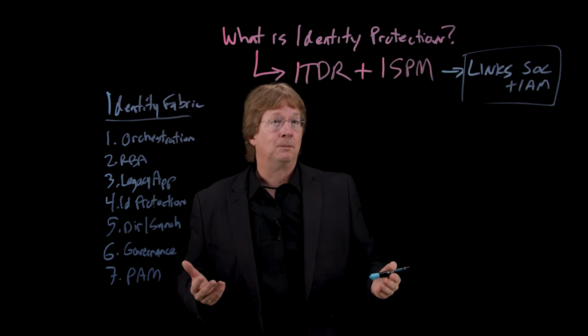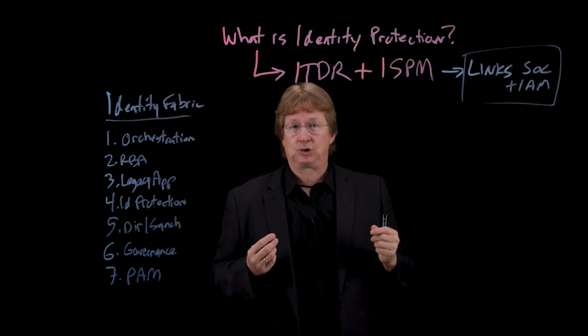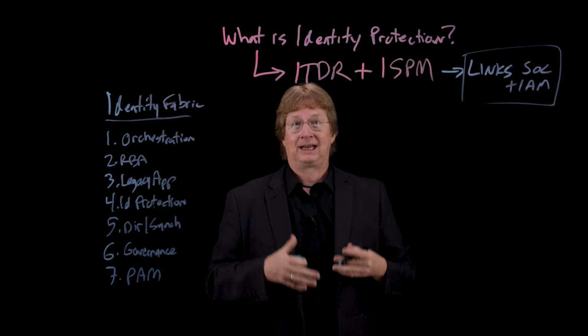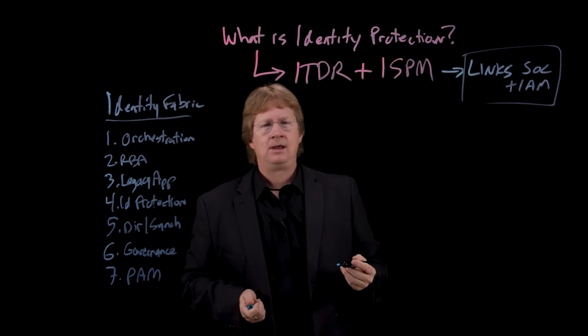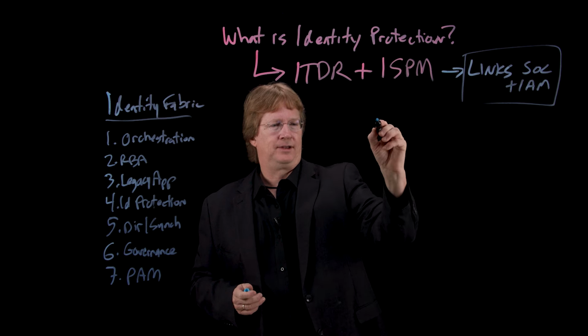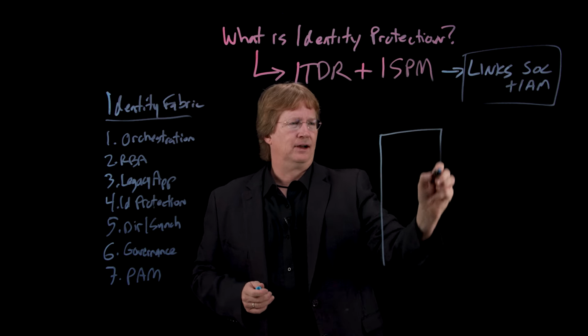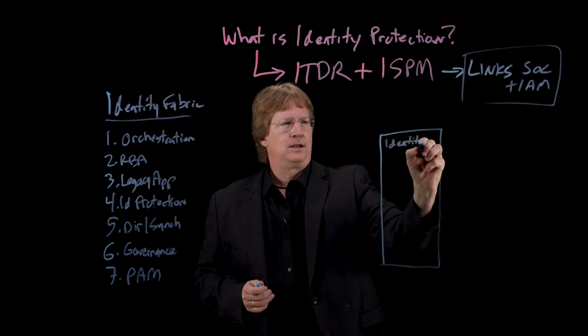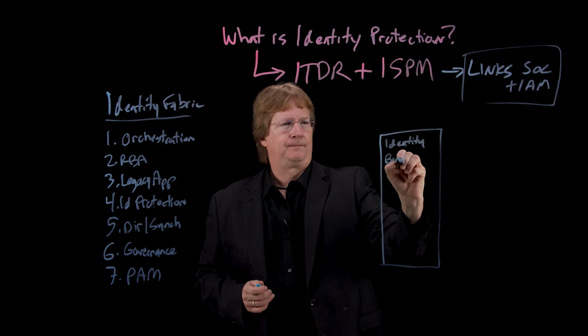So let's look for a moment at what this stuff actually does. The value in identity protection by combining ITDR and ISPM is it provides three different things. The first thing that it does is it shows us identity blind spots.